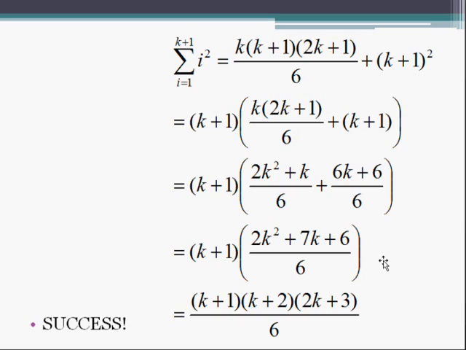Well, if you remember how to factor quadratic polynomials, in fact, you can factor 2k squared plus 7k plus 6 as k plus 2 times 2k plus 3, which is what we wanted to prove in the first place. So in fact, yes, the proof by induction formula does work for our next case as well. So we have in fact proven that for all positive integers, the sum of the first n squared numbers is in fact as we had expected.